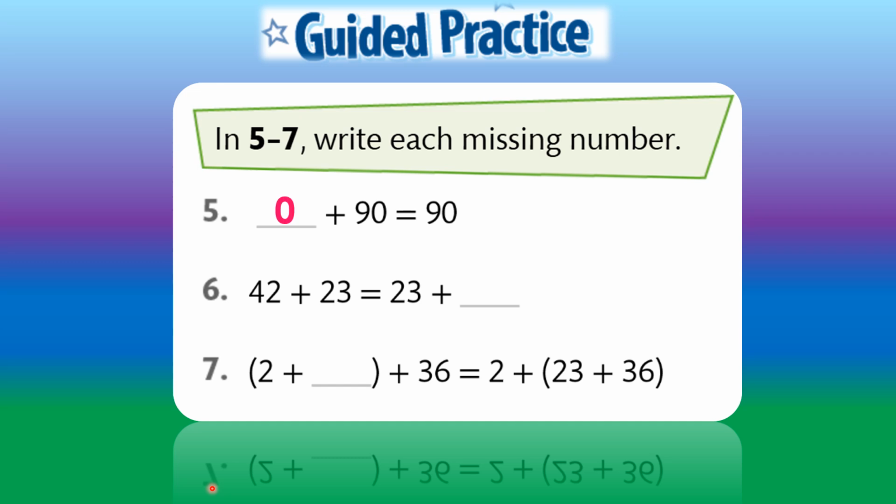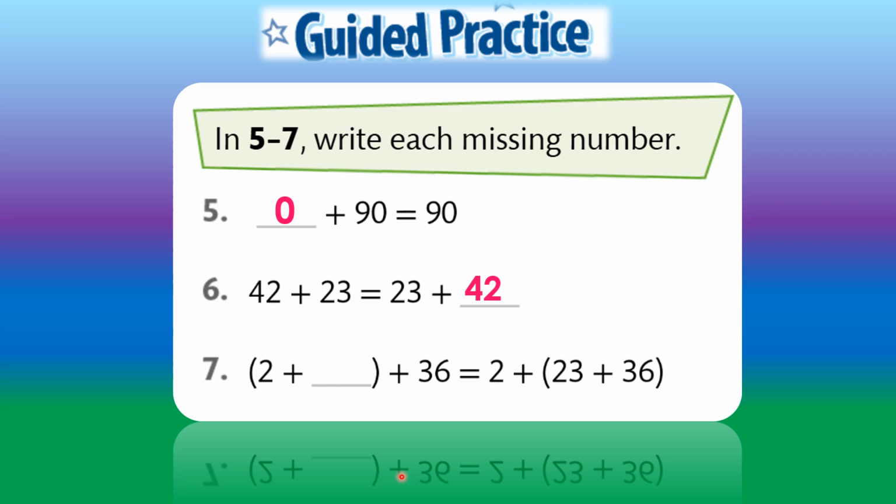All right, so number 6, 42 plus 23 equals 23 plus blank. Ooh, sounds a little bit like the commutative property here. What do we need to put in that blank to make it balance on both sides? If 42 plus 23 equals, oh, we need the expressions to be equal. We've got a 23 on both sides. We also need to have a 42 on that side as our missing number.